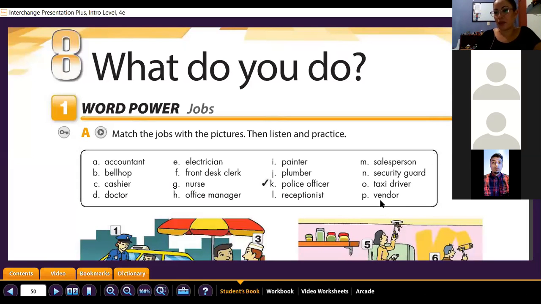And this is the same with vendor and salesperson. A vendor is like informal. Vendor, se le puede decir a alguien que vende en la calle, un vendedor informal. Ya si vamos a un almacén, salesperson.